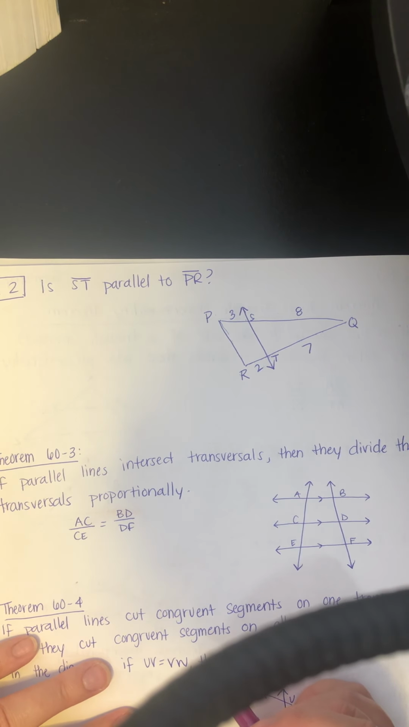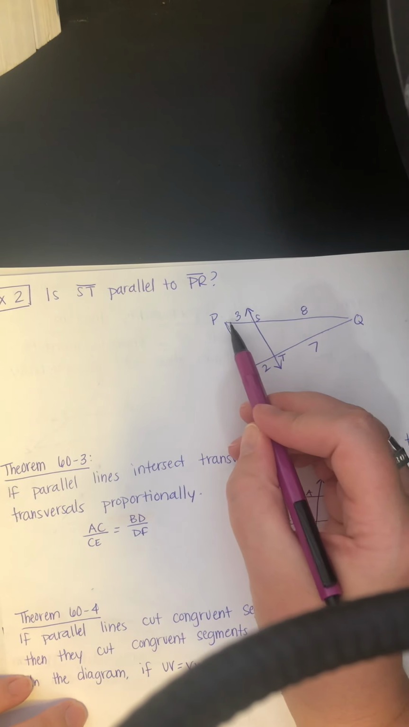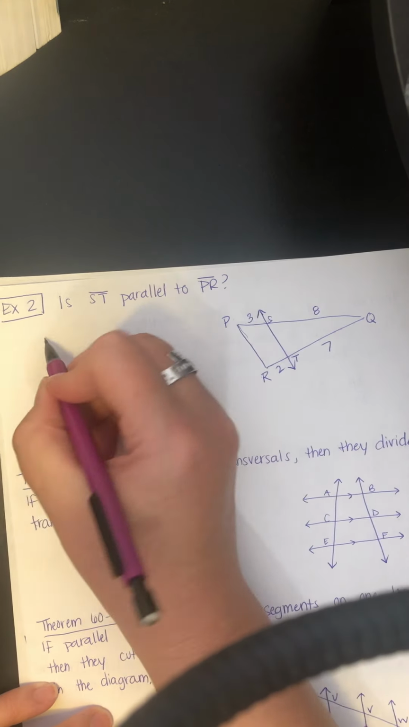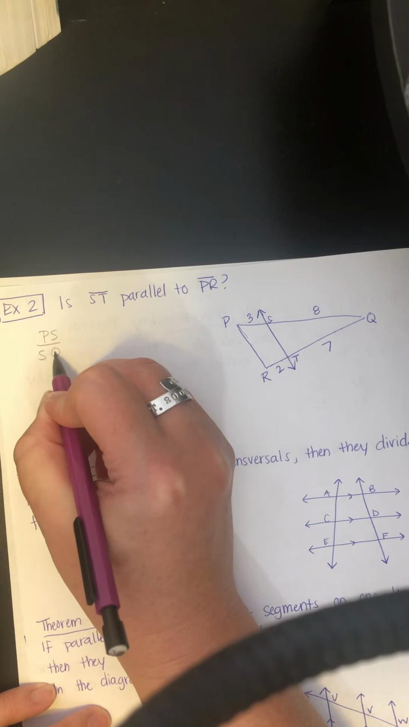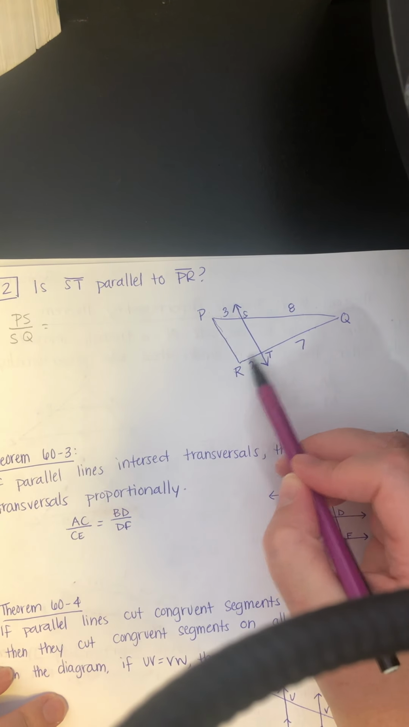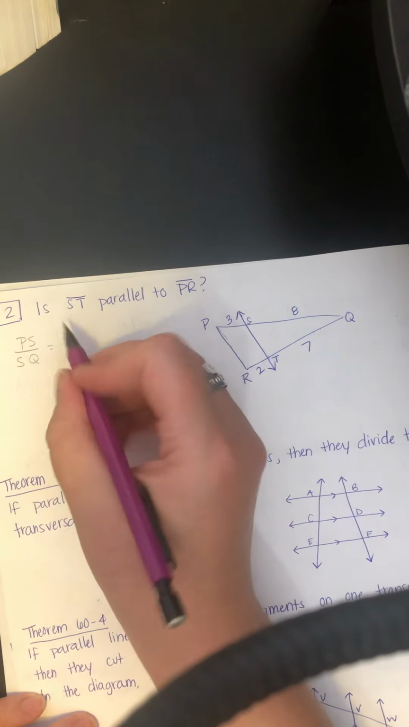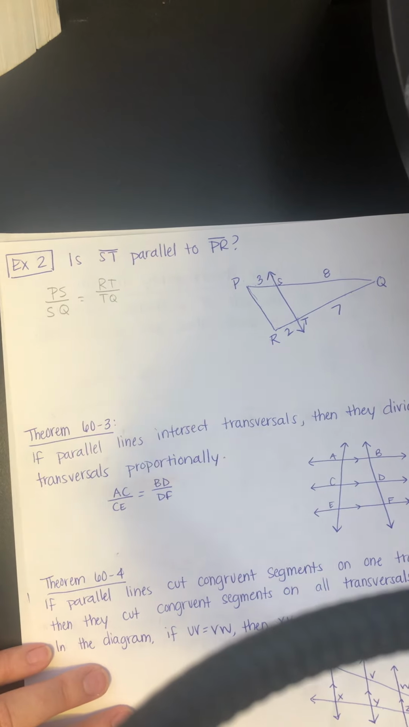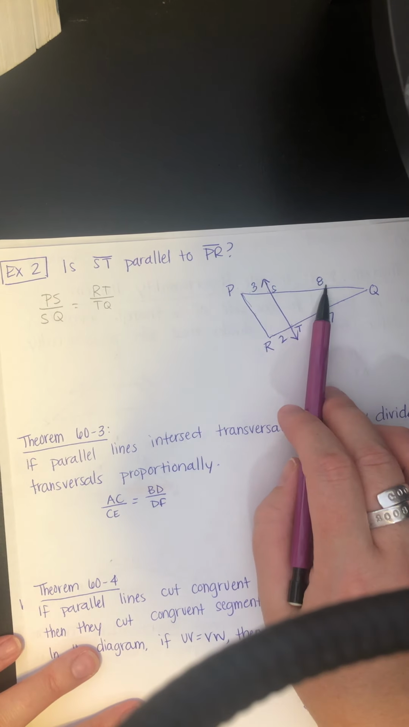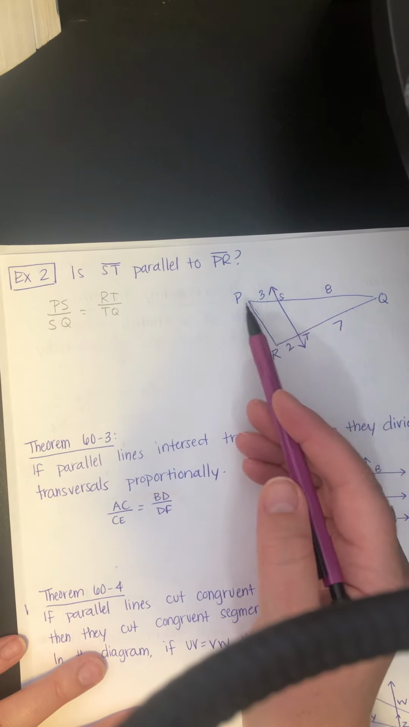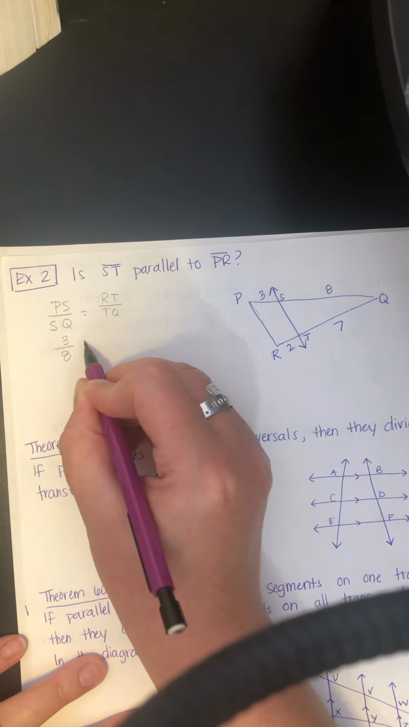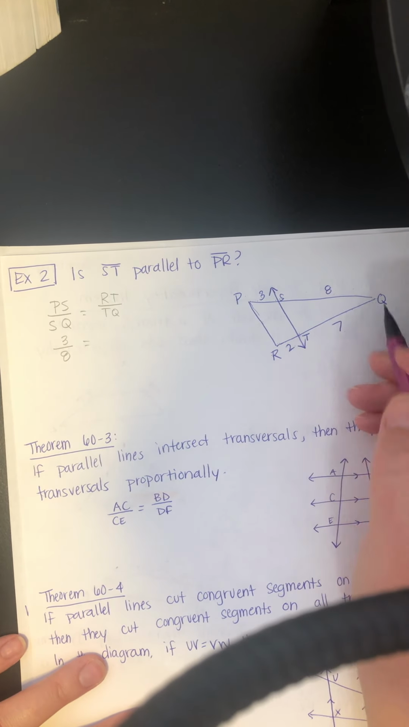Okay, so let's see if we can write a proportion using theorem 6-1. So remember, use the same sides. So PS, or this length, over SQ equals this side, RT over TQ. Now all you need to do, we know the numbers. They gave us 3, 8, and 2, 7. Plug them in. So PS is 3 over SQ, which is 8. RT is 2, and TQ is 7.